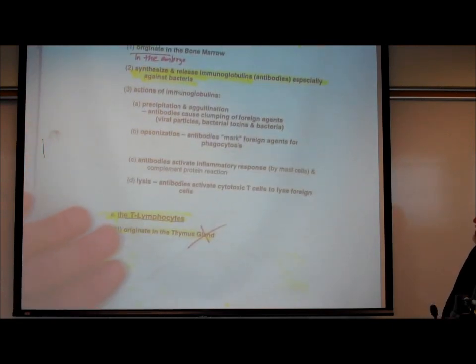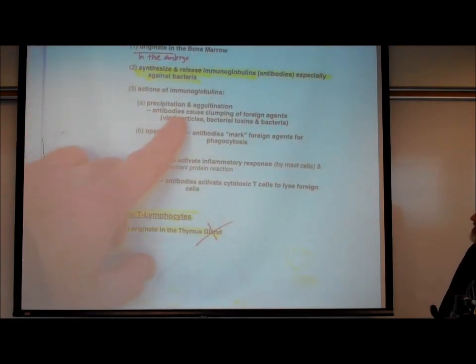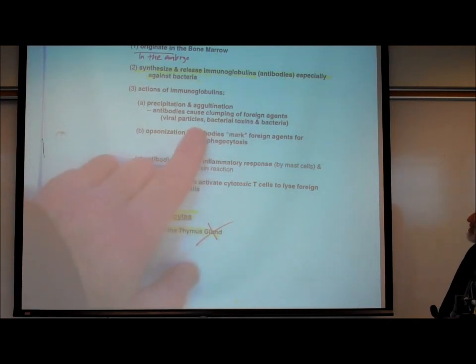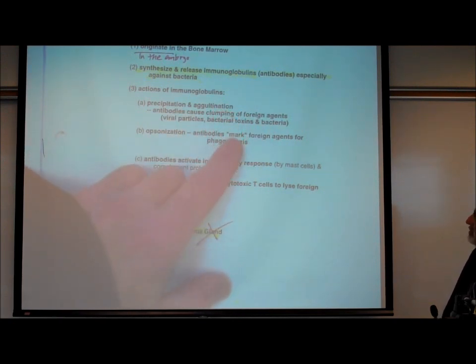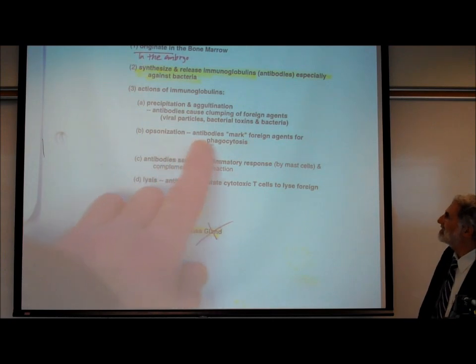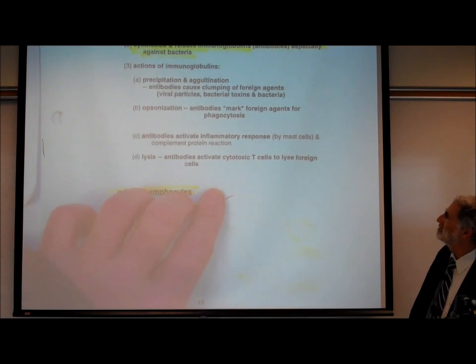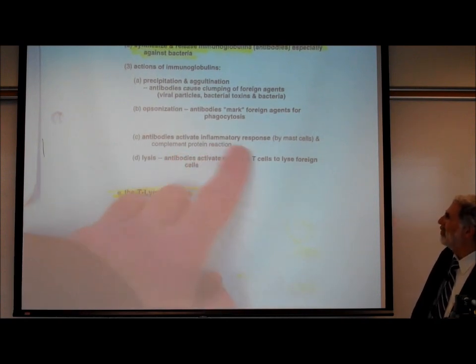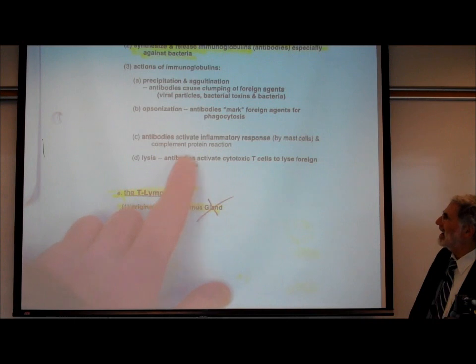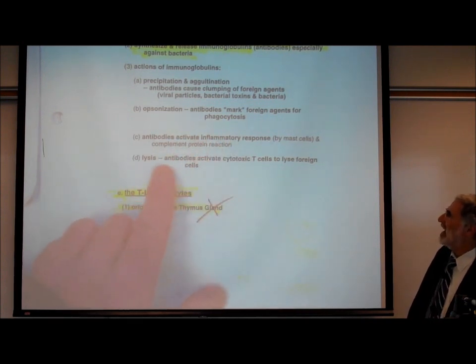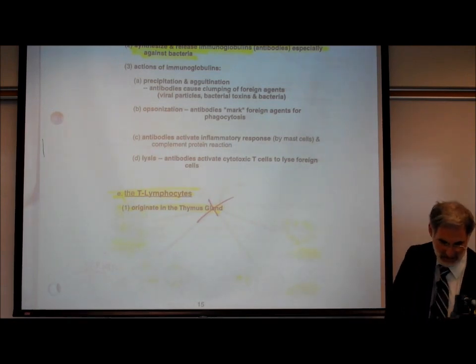So these are just pictures of what I wrote on the previous page. What do antibodies do? They cause clumping of foreign agents, viral particles, bacterial toxins, that's called precipitation, clumping of bacteria, that's called agglutination. They cause opsonization, where they mark a foreign agent for being swallowed. They play a role in the inflammatory response. Don't worry about that, I'm not going to get into it. And they cause lysis, where they lead to lysis or rupturing of foreign cells.